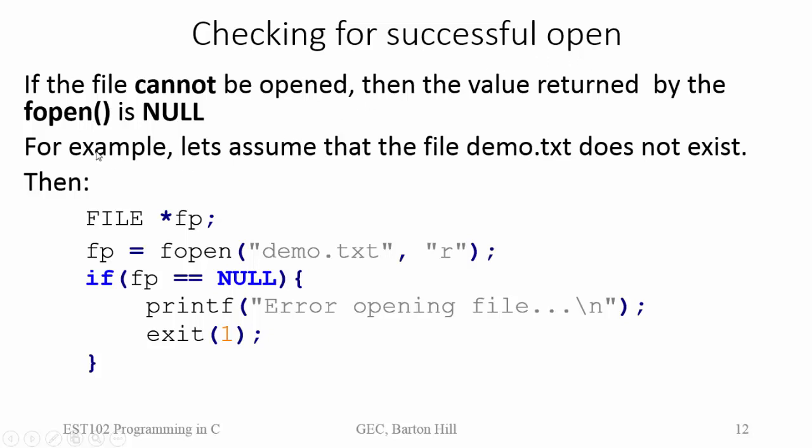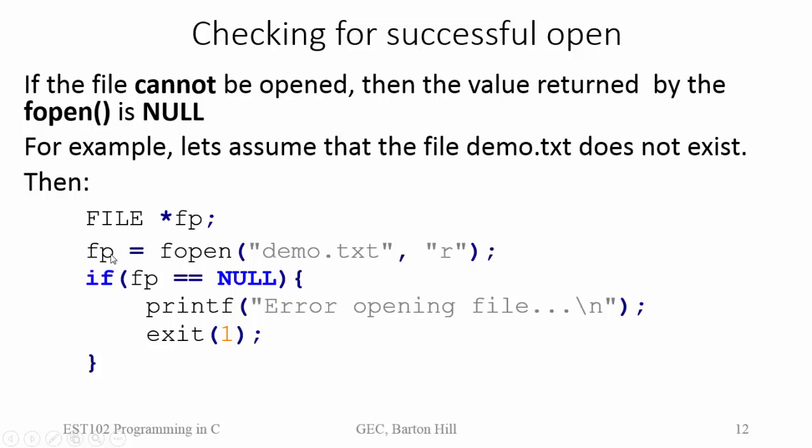Then once we give that statement, we have to check for successful open. So once we give this particular statement, then we have to check whether this has executed or worked correctly or not. Okay, so if the file cannot be opened, then the value returned by the fopen function is NULL. Okay, so let's assume that the file demo.txt doesn't exist, and if we are trying to open it in read mode, then in read mode, as we have mentioned, if the file is not existing, then it will return a NULL value.